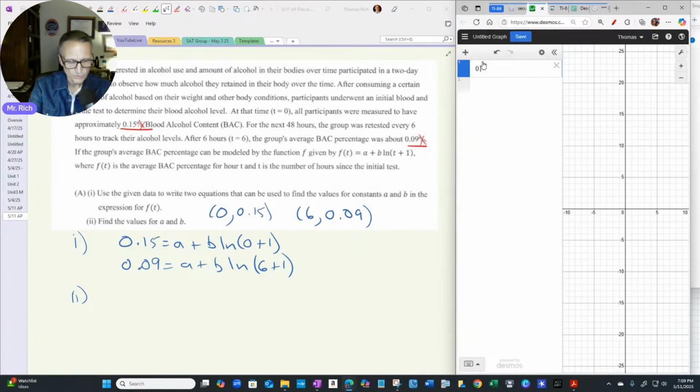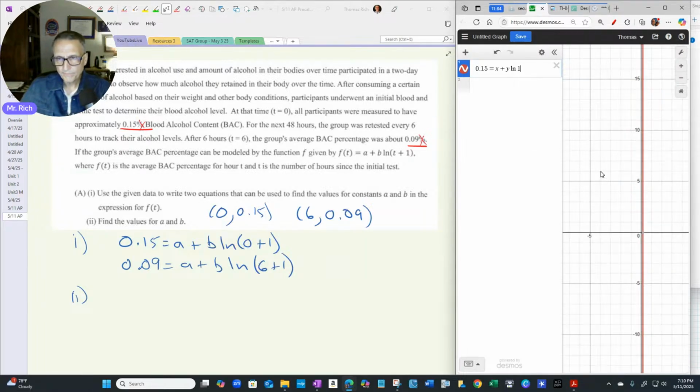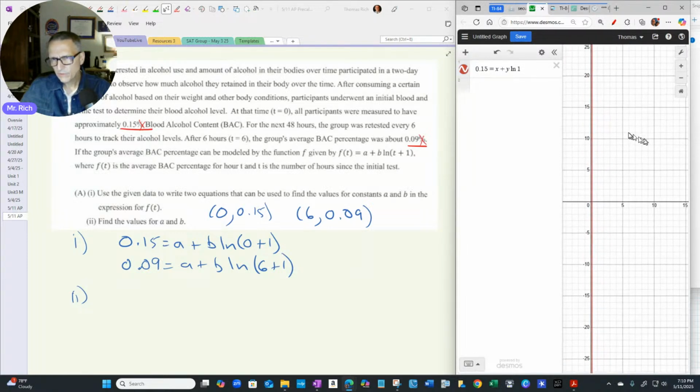So I'm going to graph the first equation. Now I'm going to use x's and y's instead of a's and b's. So I'm going to do 0.15 equals x plus y times the natural log of 1. Okay, and that's what that looks like there. Now why is that a vertical line? Well, what is the natural log of 1? The natural log of 1 is 0. So we know what A is.